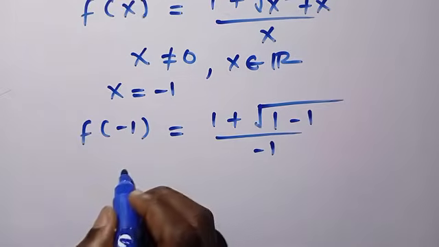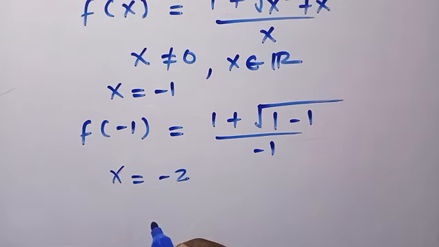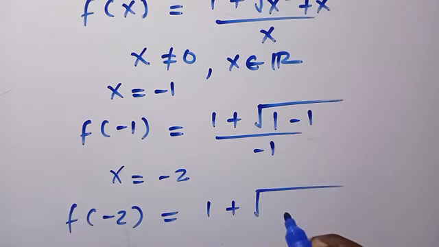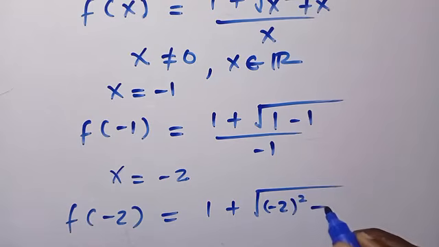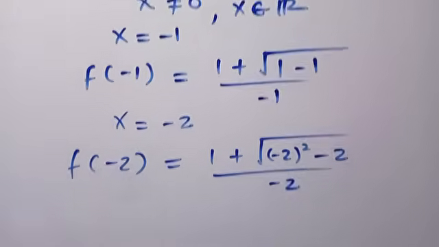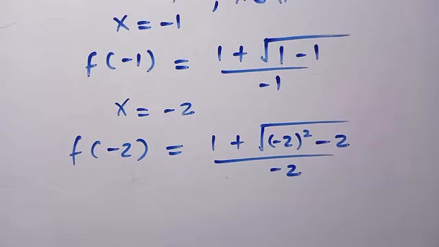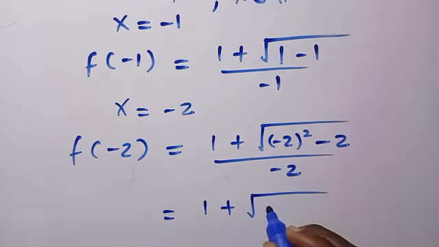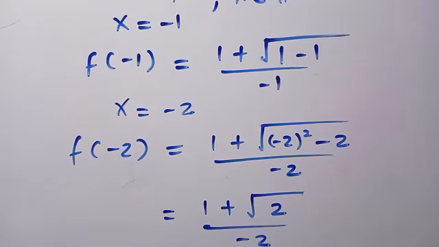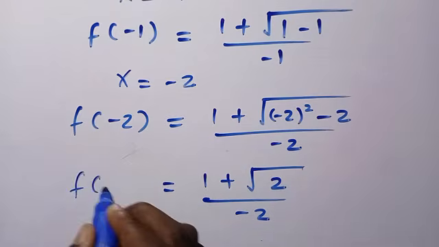And let's check if x here equals minus 2. This is still going to work, because when we have f of minus 2, this equals 1 plus the square root of, since the first term is having squared, we are going to have it as minus 2 squared, then minus 2, divided by minus 2. When we proceed with this, we can see that at this side we have 1 plus the square root of minus 2 squared, that is 4, and 4 minus 2, we have it as root 2, divided by minus 2. So this still works for f of minus 2.